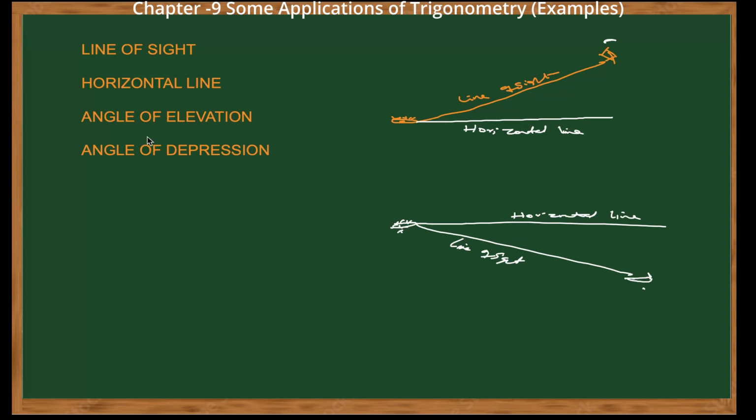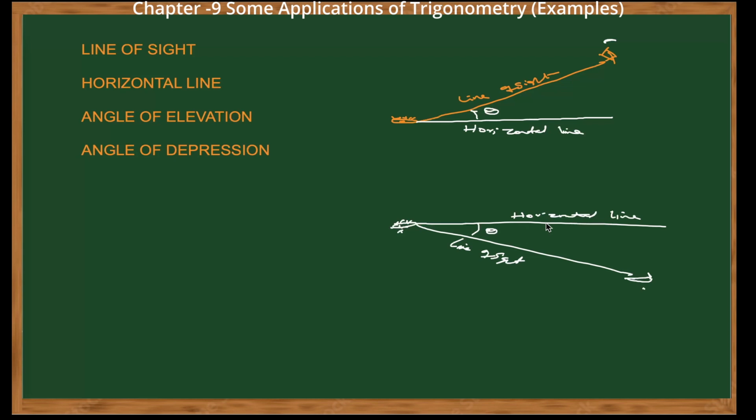As I've said, if you see at the top, elevated, it forms an angle. This is called the angle of elevation. If you see at the down, then it forms another angle which we call the angle of depression. In simple terms, if you see at the top, it's elevation angle, and any angle which is formed from top to down is called depression.